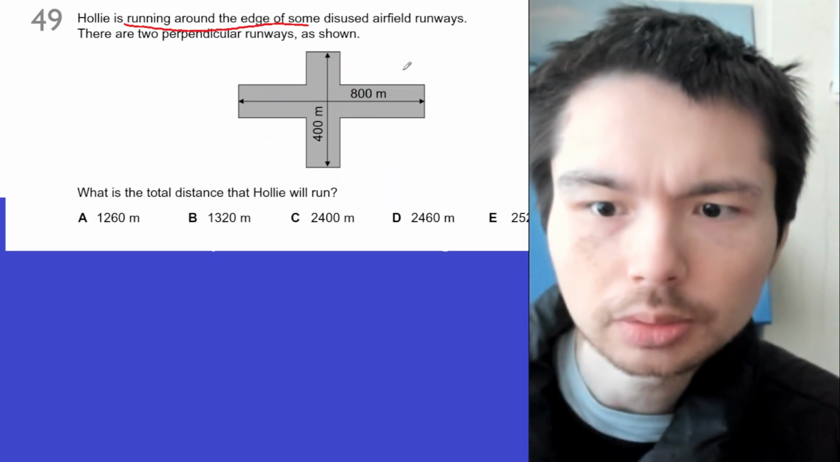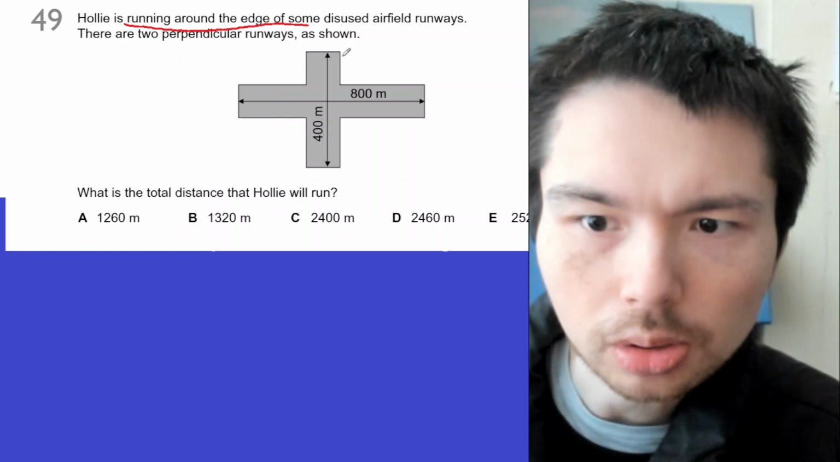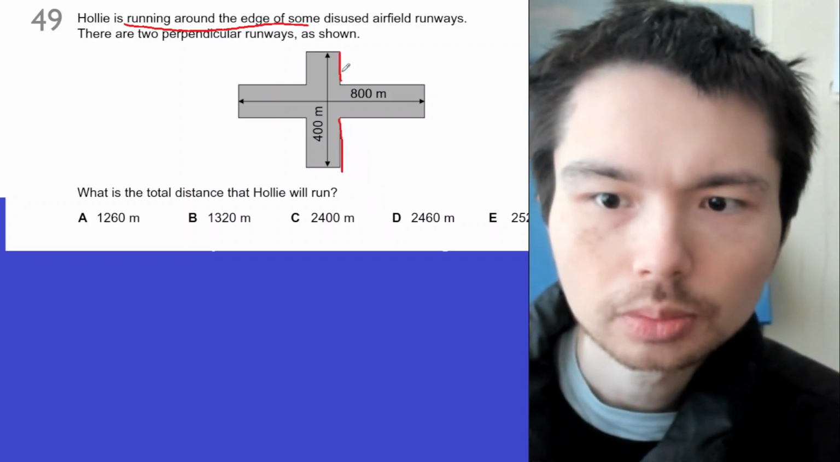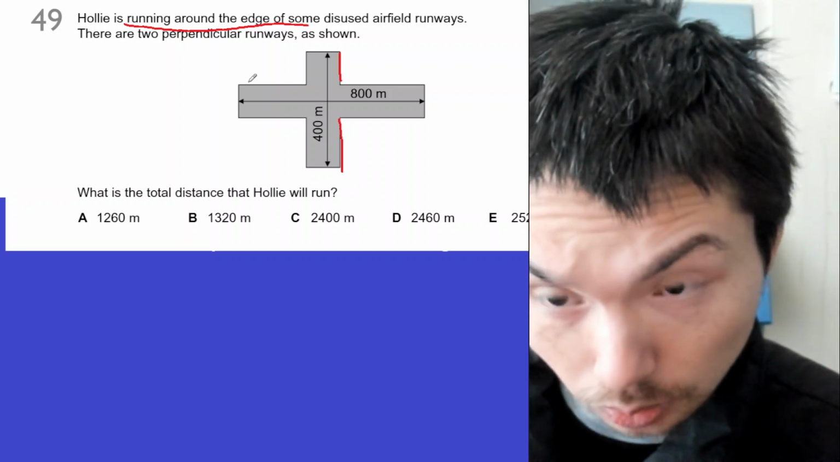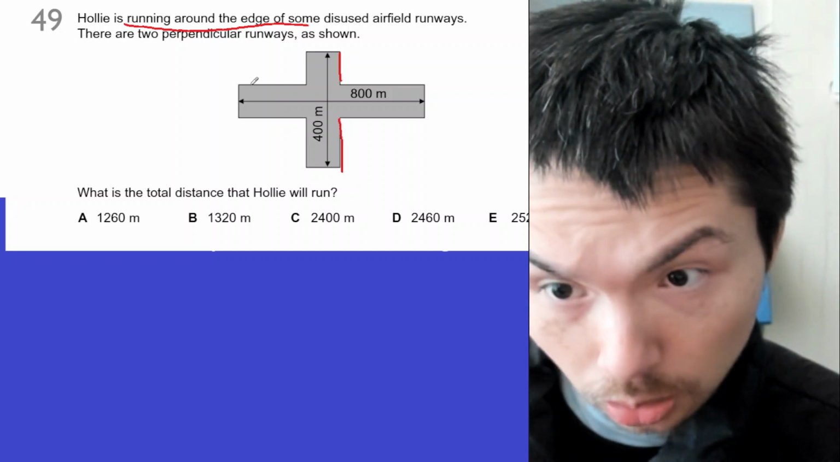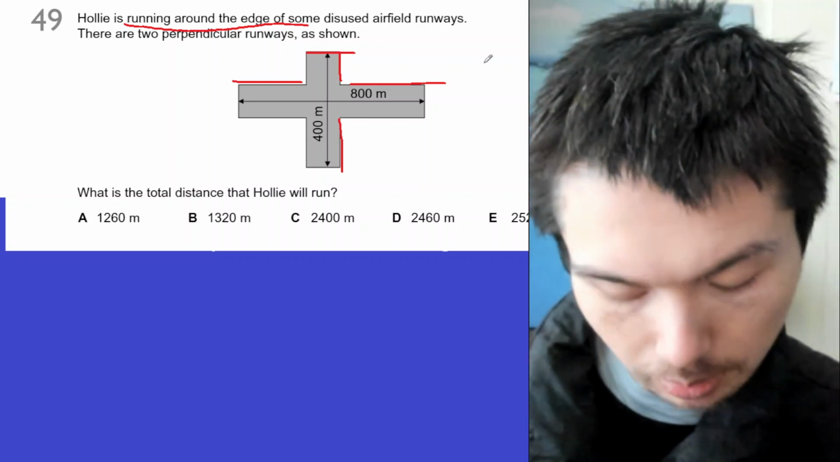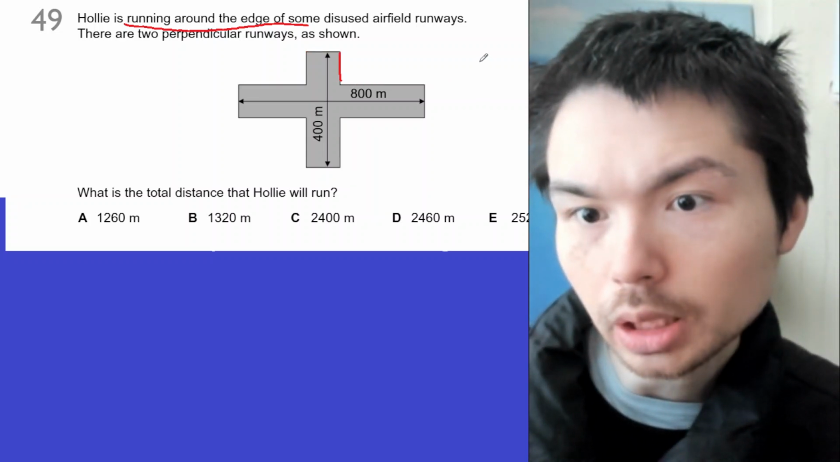Now, is this a kind of tricky question? Yes, because look at these edges. We don't really know how long they are. We don't know how long the other bit is. Or those bits exactly. But that's the cool thing with this kind of tricky question.